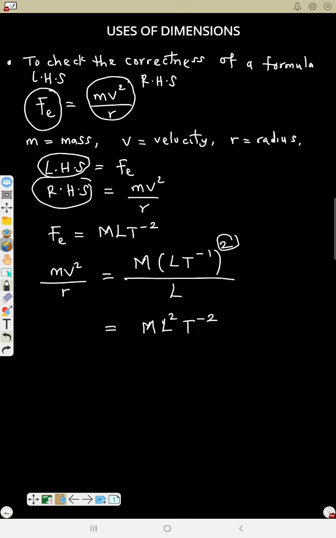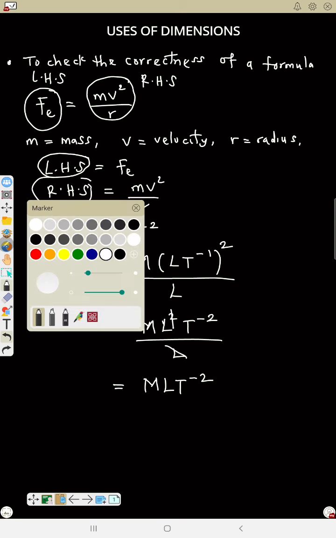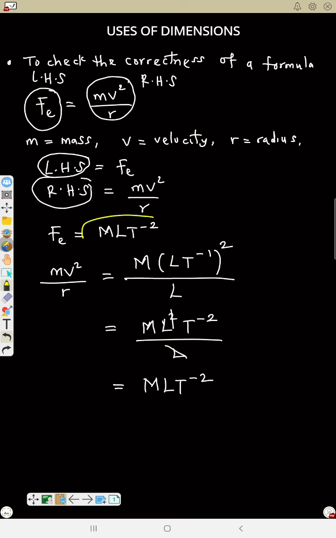That is, this 2 will affect everything in the bracket. 1 times 2 will be 2, minus 1 times 2 will also be minus 2. So this will expand the brackets. Now divided by L. In this case, L can cancel out L. It will remain what? MLT raised to power minus 2. Now if you compare this with the formula, you will see they are equal.